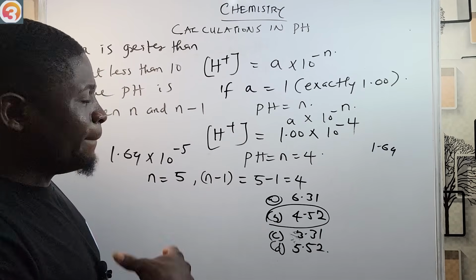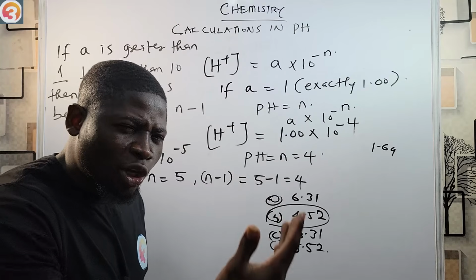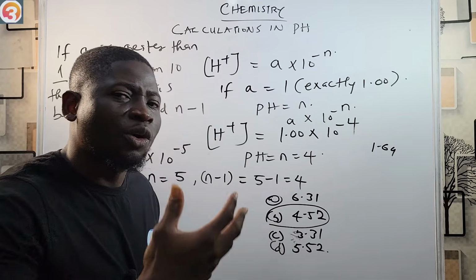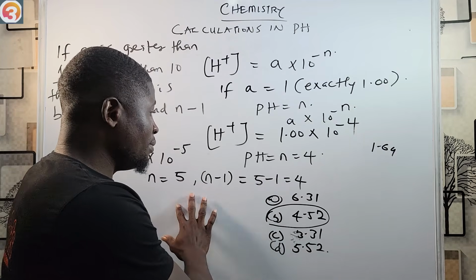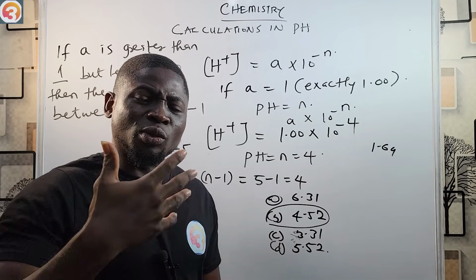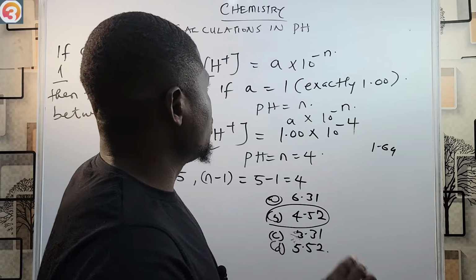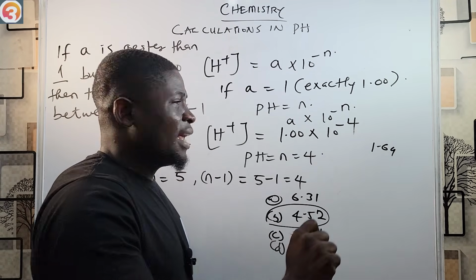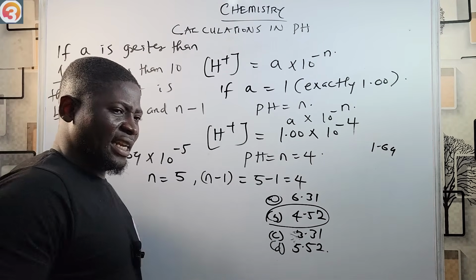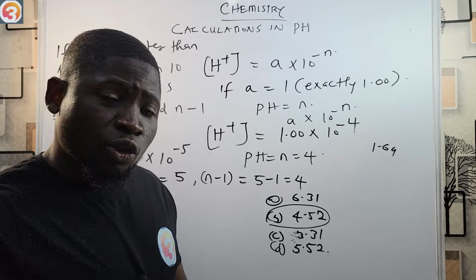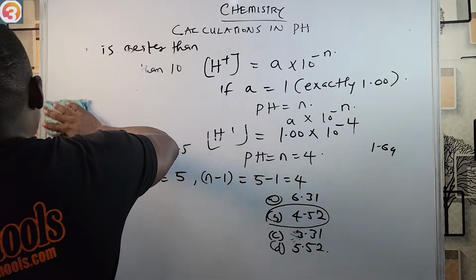But of course, we need to do further. We need to further solve to get the actual value of the pH of the solution. We have to actually solve; we're not going to end there. We're going to actually solve to get the actual value of the pH. So just know those two things: when A is exactly 1, n is the pH, but when it is not, it is between n and n minus 1. So let's take an example to drive this point home.